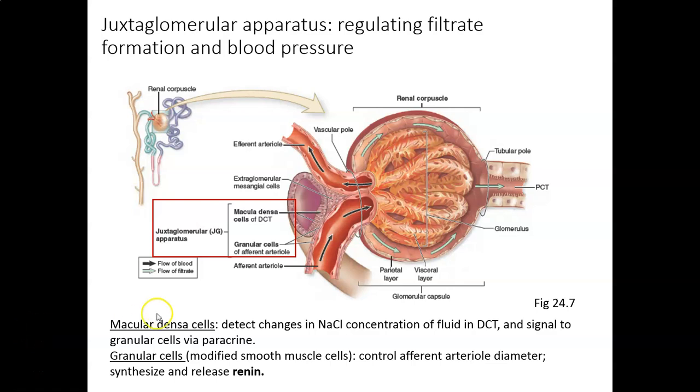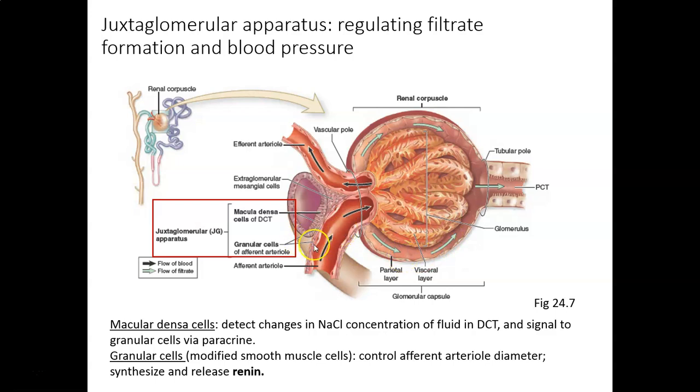Here is a zoom in picture, right? Looking at the renal corpuscle. You have again the glomerulus formed by the afferent arteriole, and then the blood flowing out through the efferent arteriole, right? And then the formation of the filtrate in the glomerular capsule.